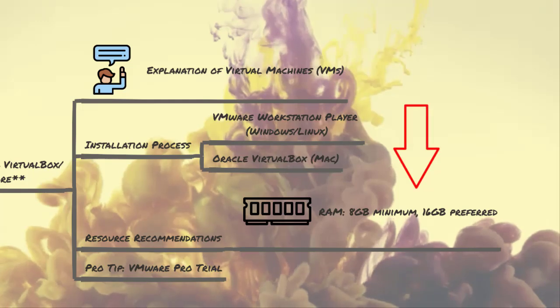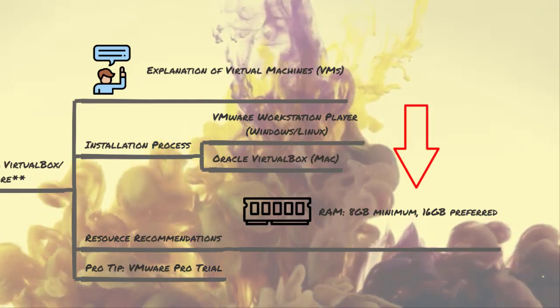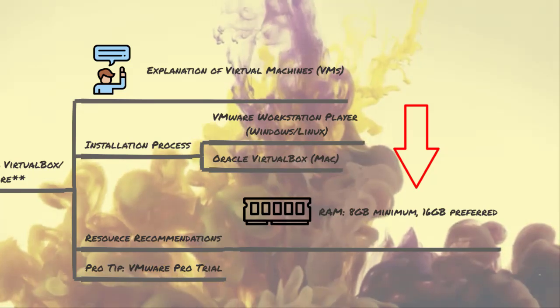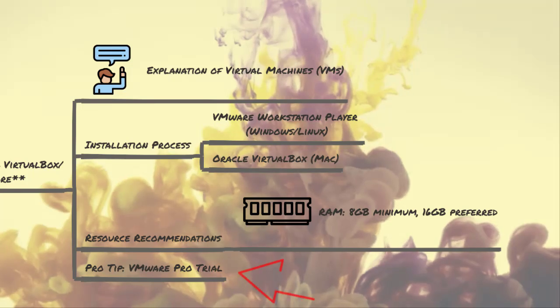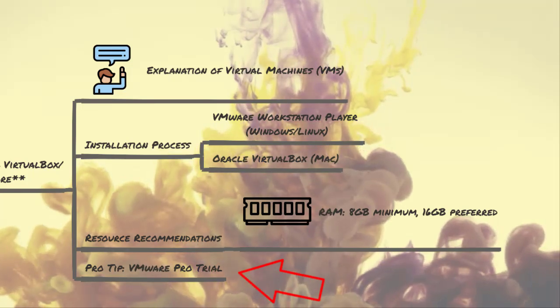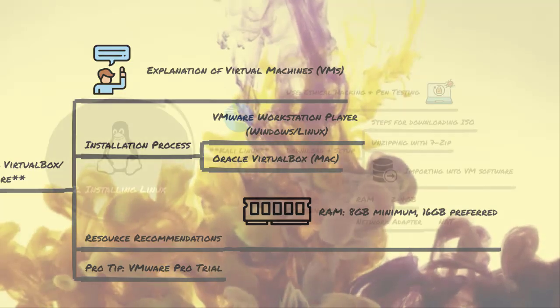You need decent hardware. Ideally, 16 gigabytes of RAM is recommended, though you can scrape by with 8 gigabytes, if you don't mind a little lag. Pro tip, you can try out VMware Workstation Pro for 30 days and enjoy its extra features.